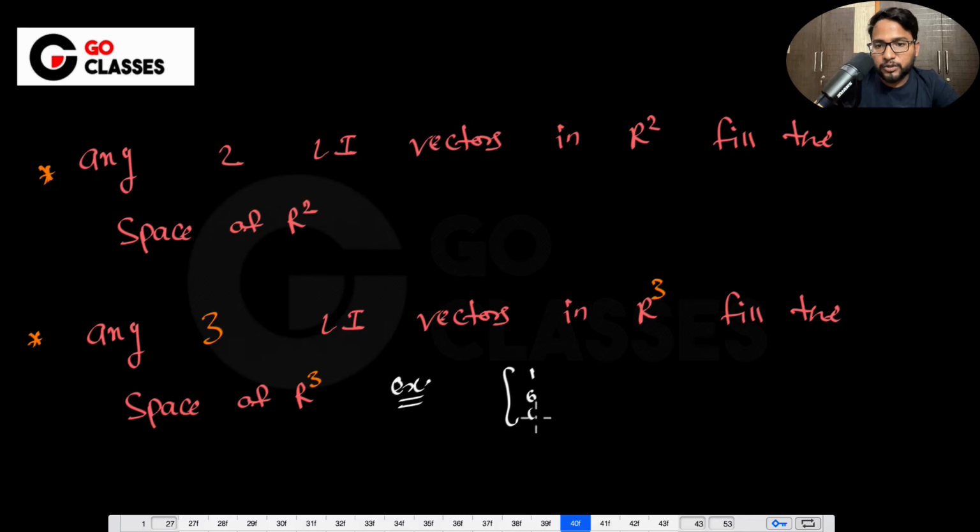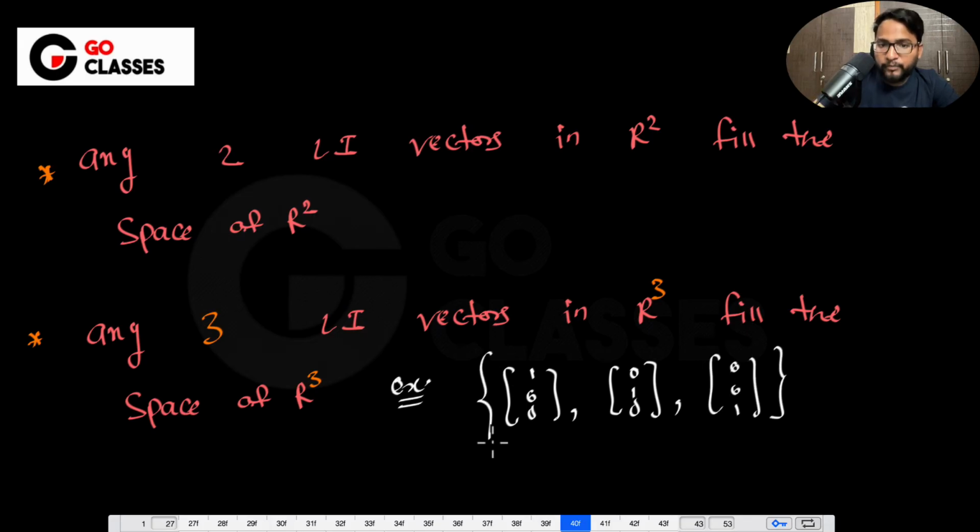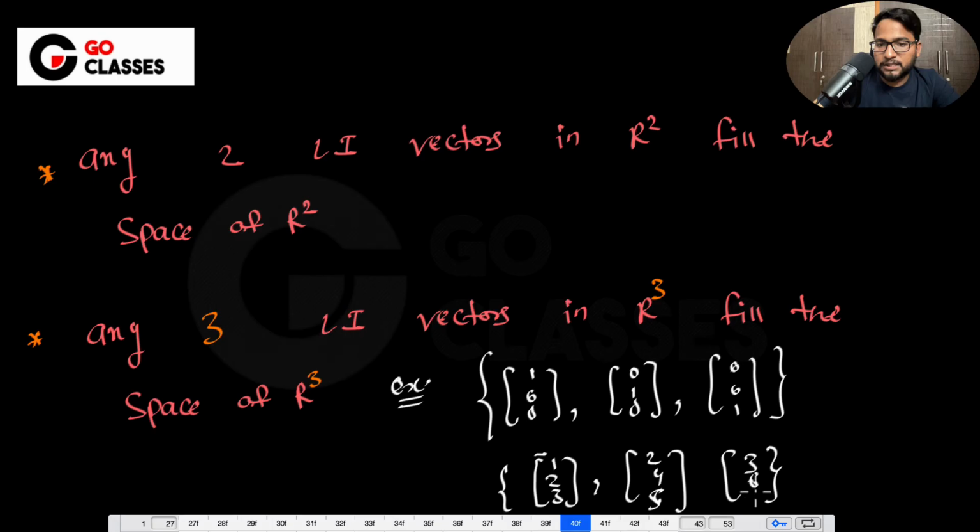This is 1 0 0, this is just one set, but it is not the only set. 0 1 0, then 0 0 1, right? This is just one set. Maybe there are 3 other linearly independent vectors, which means let's suppose this is 1 2 3, this is, suppose, 2 4 5, and then this is, let's suppose, 3 6 7.